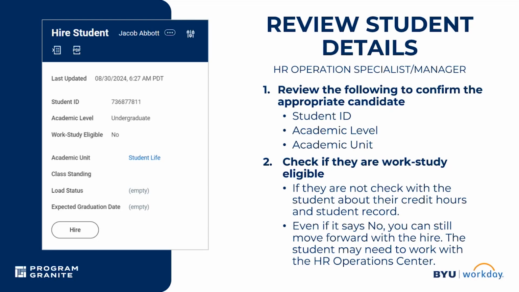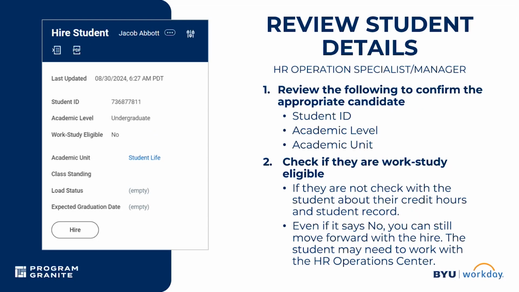If I searched by the student ID, I'm getting the right one, okay? If I searched by the name Jacob Abbott, I need to confirm the student ID. Or I could use the academic unit, student-wide. This is the student's academic unit, not yours, okay? So what they're going to school for, what they declared as their academic unit, their major. Okay, that's feeding over from AIM.